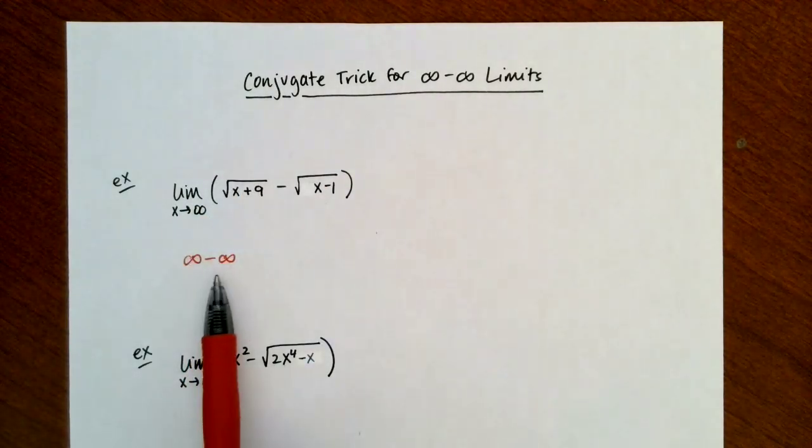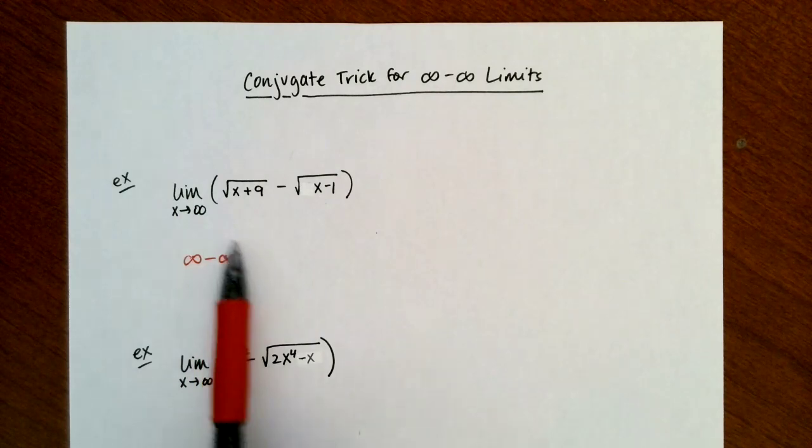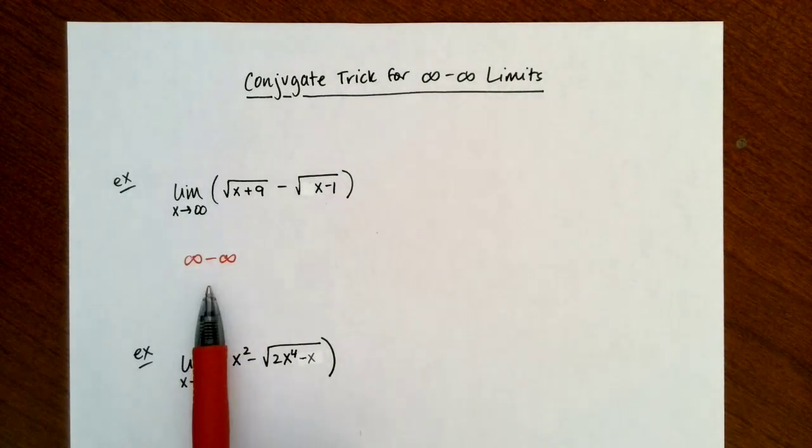And this is one of our indeterminate limit forms, meaning this amount of information isn't enough for us to figure out what the answer is. It could come out a bunch of ways depending on the details. So we have to do some computation to figure it out.